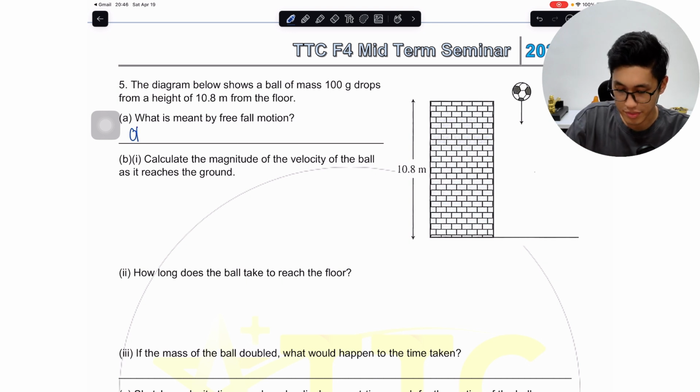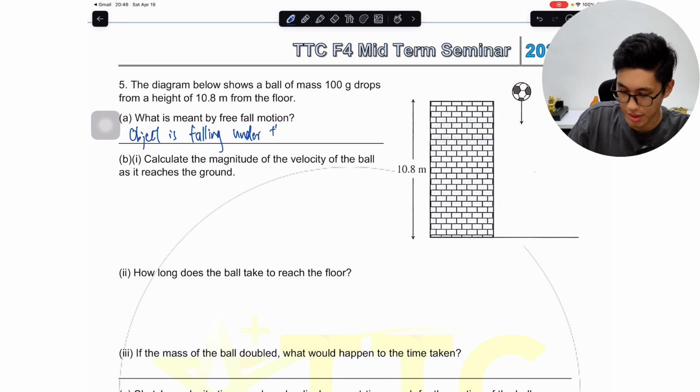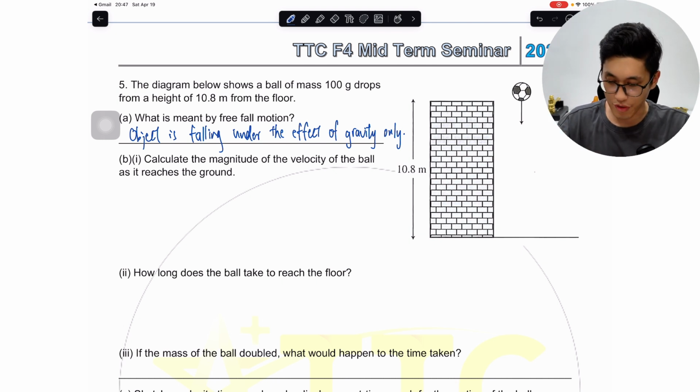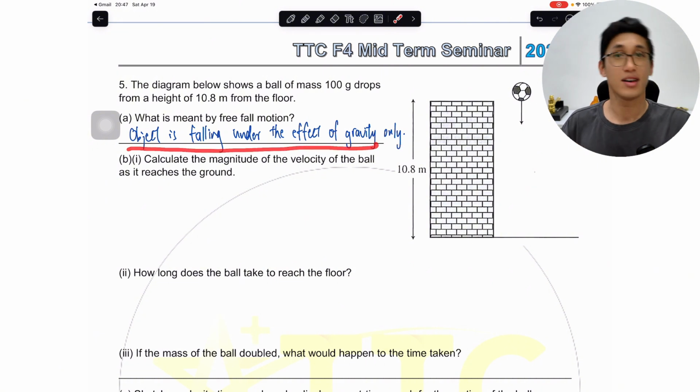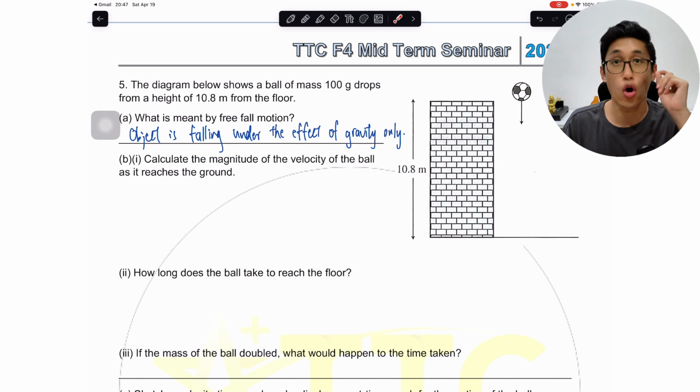So you could say that the object is falling under the effect of gravity only. Okay, so nothing else. The object is falling under the effect of gravity only. Now, the word only is very important. If you say the object is falling under the effect of gravity, this can apply to whether with air resistance or without air resistance. Okay, so objects always fall under the effect of gravity. But for free fall, it must be gravity only.